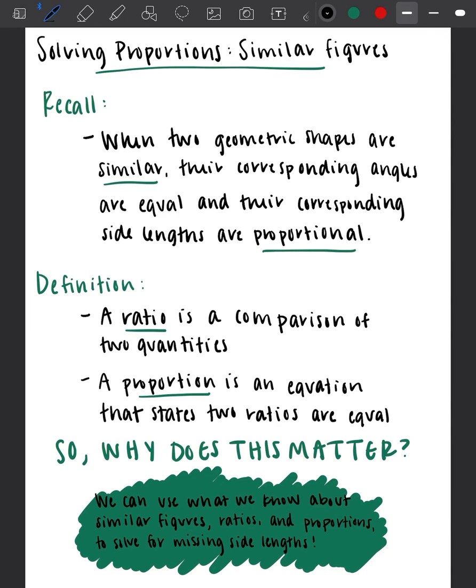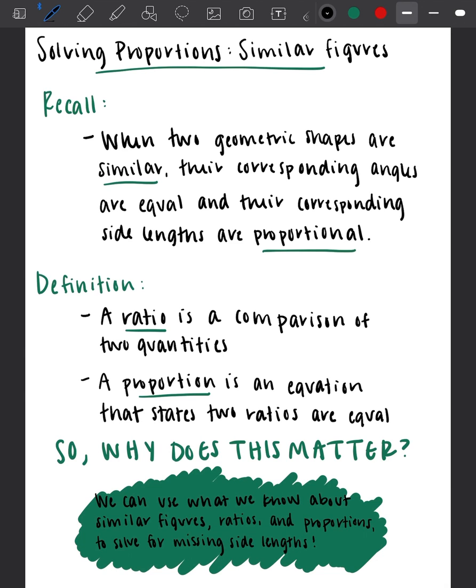Hey guys, in this video we will be looking at similar figures and solving proportions. So recall that when two geometric shapes are similar, their corresponding angles are equal and their corresponding side lengths are proportional. So here's a few definitions you should know for the video. A ratio is a comparison of two quantities, and a proportion is an equation that states two ratios are equal.